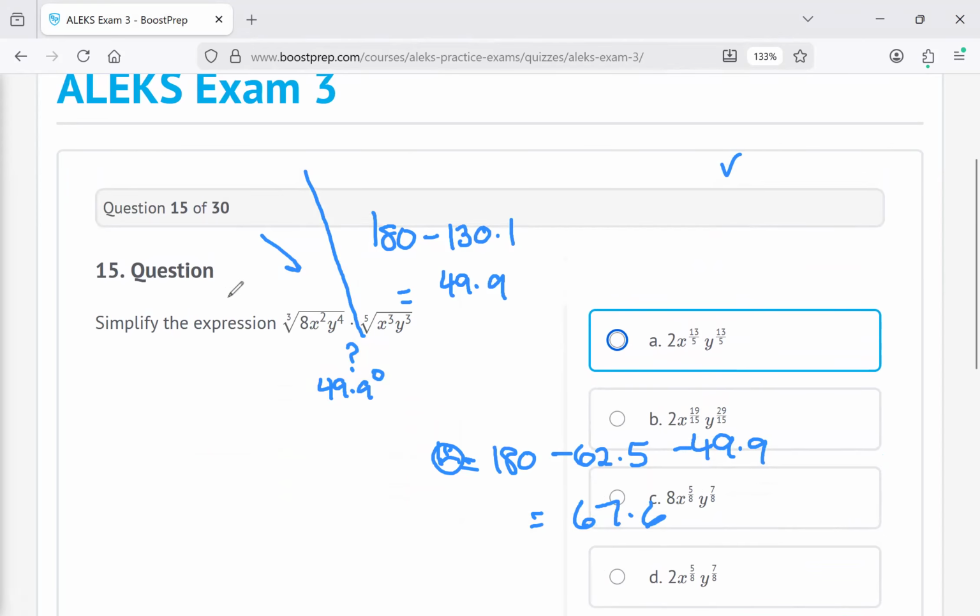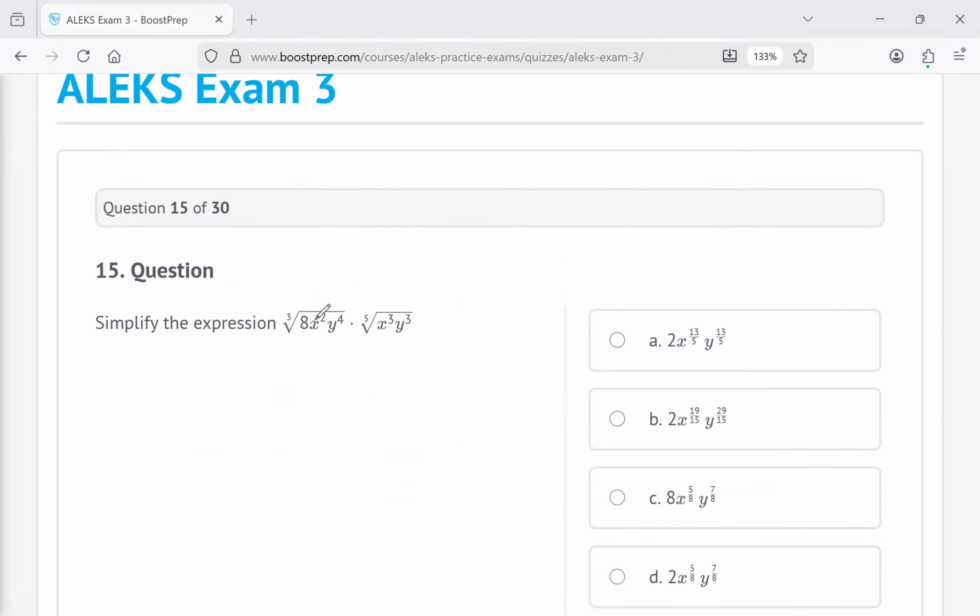Okay, question 15. So we have the cube root of 8x squared y to the fourth times the fifth root of x cubed y cubed. If you look at all the choices, notice that the powers are fractions, so there are no radicals. We cannot combine these because this is the cube root and this is the fifth root. If they were both cube roots or both fifth roots, then we could simplify them. But instead, no. So what I would do is rewrite it as an exponent.